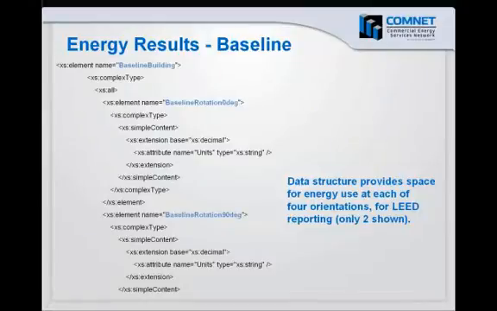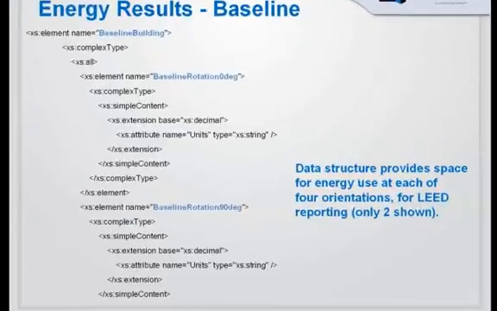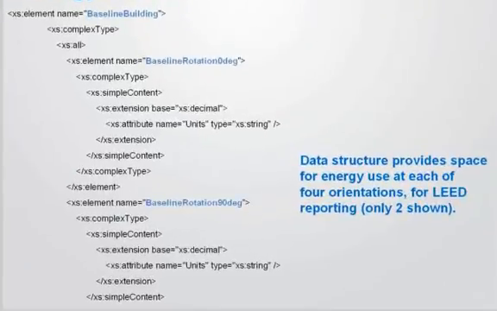One thing that's done for the baseline is we have a structure, and this is required for the LEED reporting, to identify what the energy use is for each of the building's 4 cardinal orientations. I've only shown 2 here because of the limits of trying to show everything on the screen, but there's a data element within the structure baseline building called baseline rotation 0 degrees, which would indicate what the energy use was for that orientation. So you would have all of that information available within this single element, baseline building.